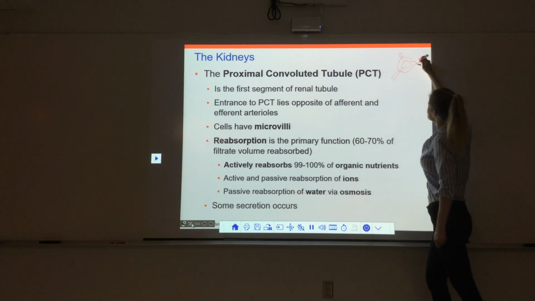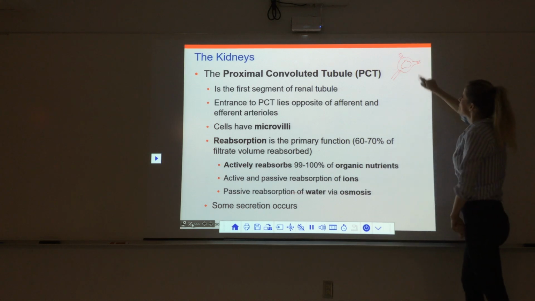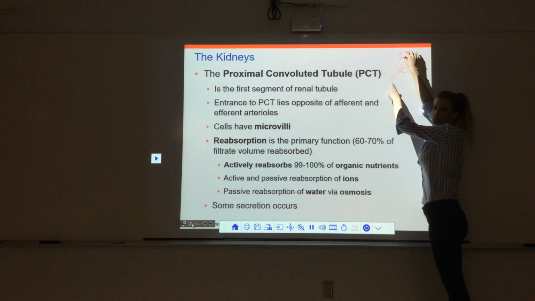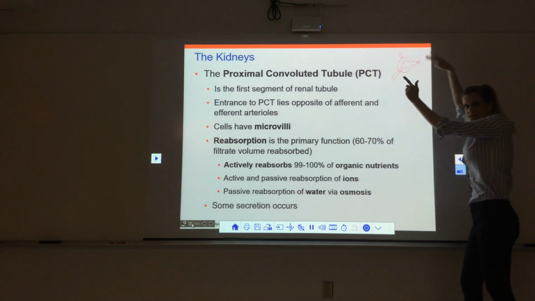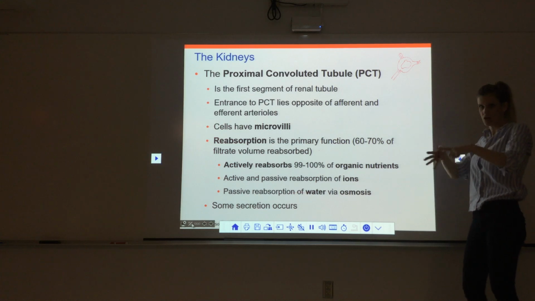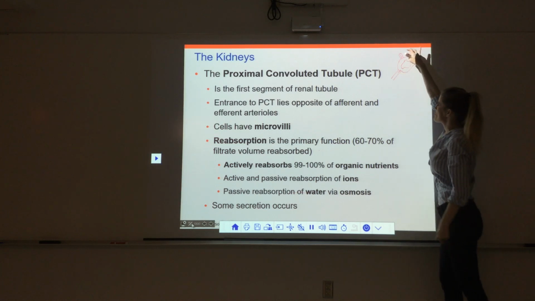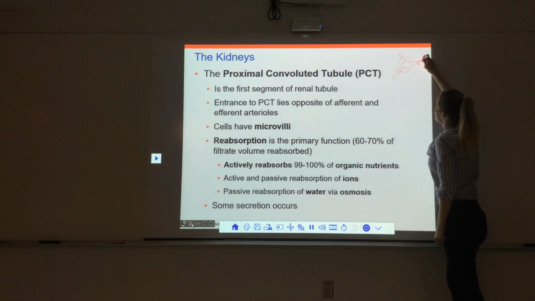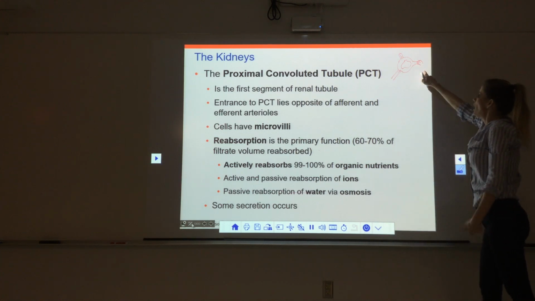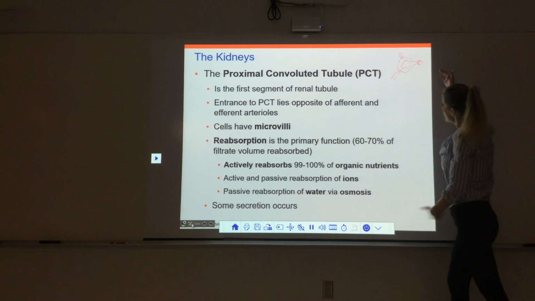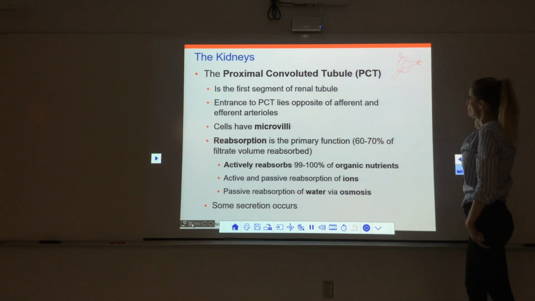The entrance to the proximal convoluted tubule lies opposite where the afferent and efferent arteriole are. Okay, it's not like an accident, it's not like drawn like that once. This is how it's structured, very intentionally. It's the way it goes. Okay, afferent and efferent are on this side. On the opposite side, we go into the proximal convoluted tubule. Again, we call it convoluted because it's all twisted, and proximal because it's closest to the corpuscle.